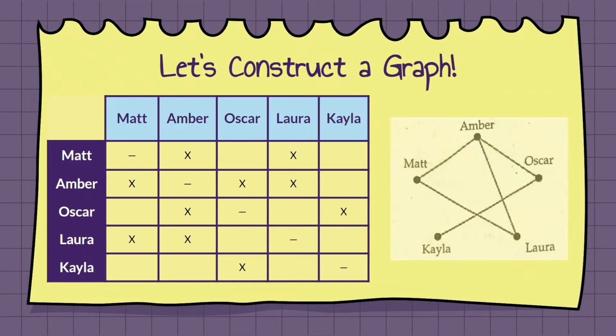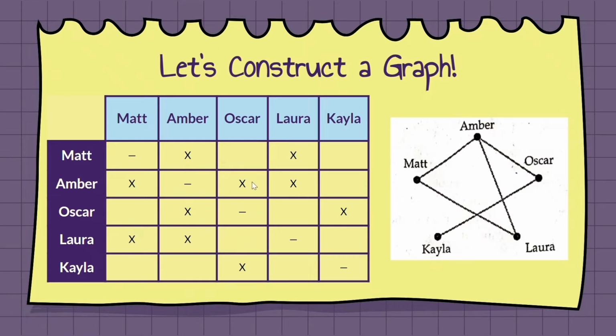So, assuming that we do this graph. There are 5 vertices to represent the 5 students, Matt, Amber, Oscar, Laura, and Kayla. And connect vertices with edges according to this table. So Matt and Amber are connected, right? So this one. And then Laura and Matt. So Laura and Matt are connected here. Amber and Matt. So Amber and Matt, right? So this one. They are equal.